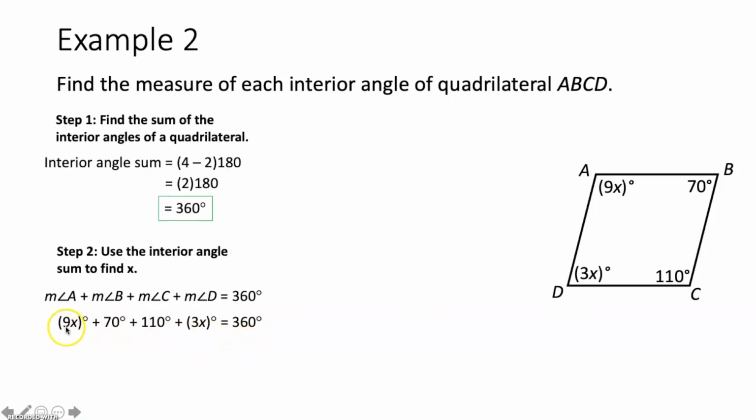So let's simplify. I combine like terms. 9x plus 3x is going to give me 12x. 70 plus 110 is going to give me 180. I solve for x by subtracting 180 on both sides, dividing both sides by 12. I get x is equal to 15.